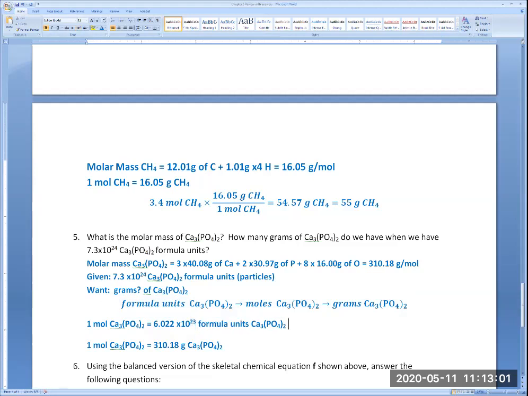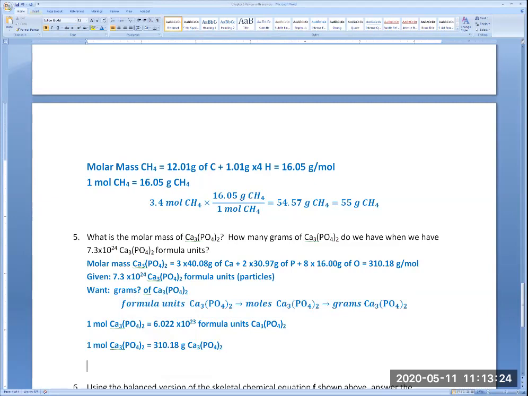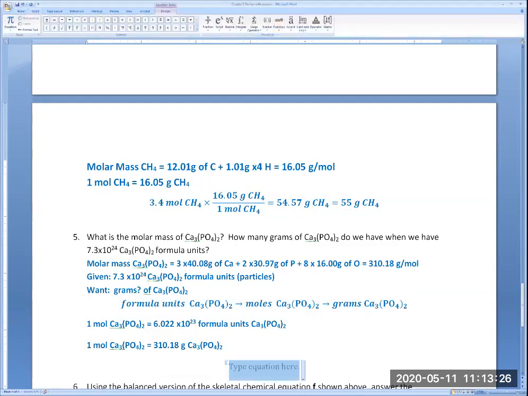Okay, so 1 mole of this compound is made of 6.022 times 10 to the 23rd formula units of the compound, or particles. So we have our two equivalences, which means we have our two conversion factors. And we can start the calculation.